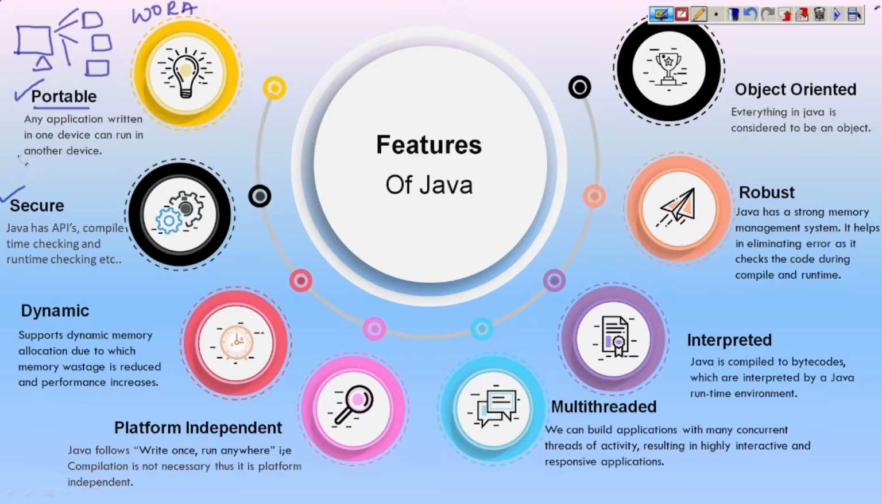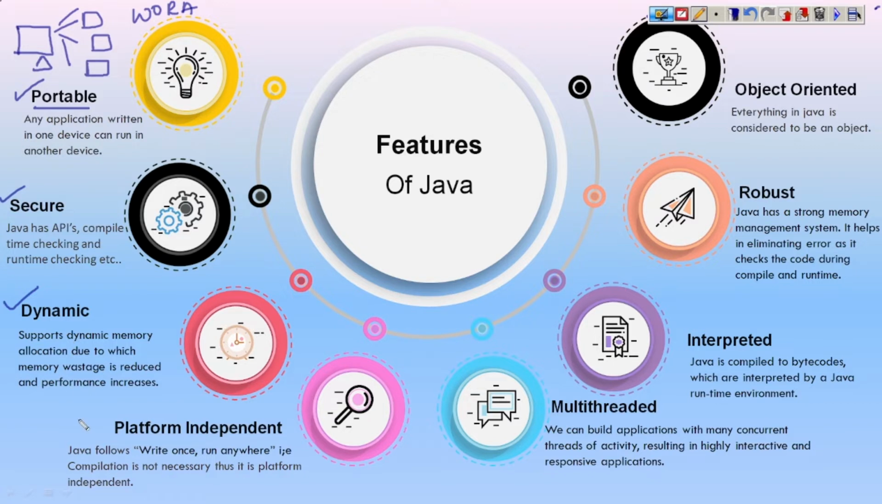The Java platform is designed with security features built into the language and the runtime systems, such as static type checking, compile time type checking, as well as runtime checking, that is the security manager, which lets you create applications that can't be invaded from outside. Java is dynamic. It has the ability to adapt and evolve to the environment, which supports dynamic memory allocation, due to which memory wastage is reduced and the performance of your Java application is increased.